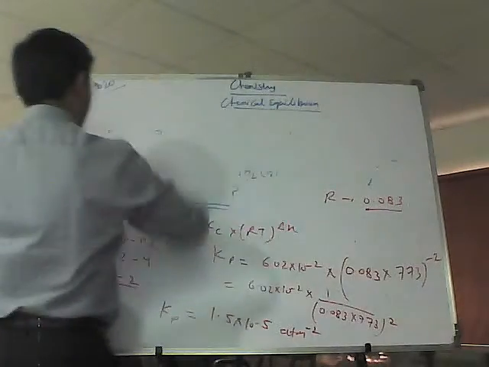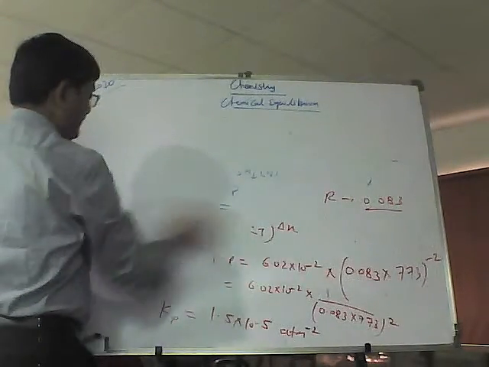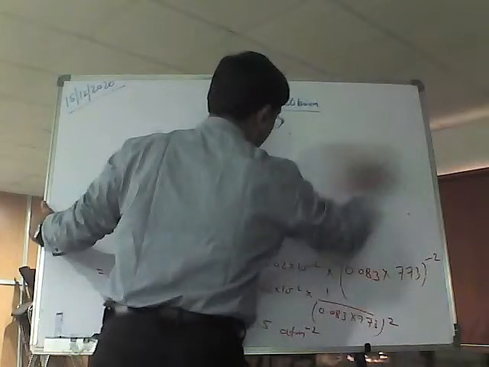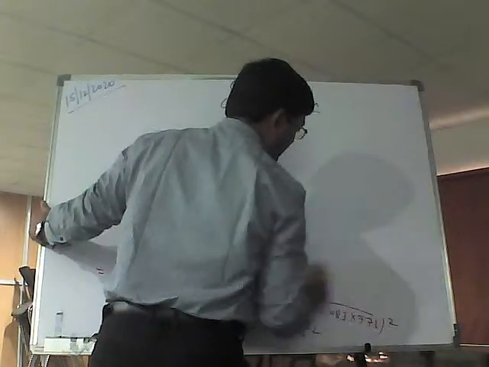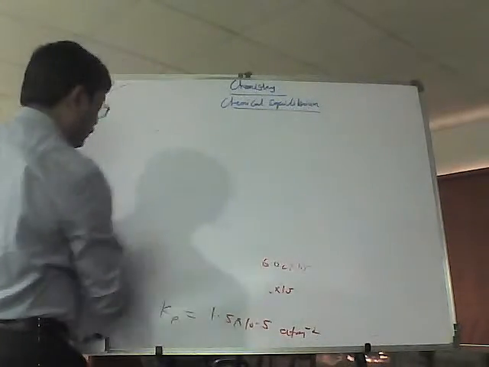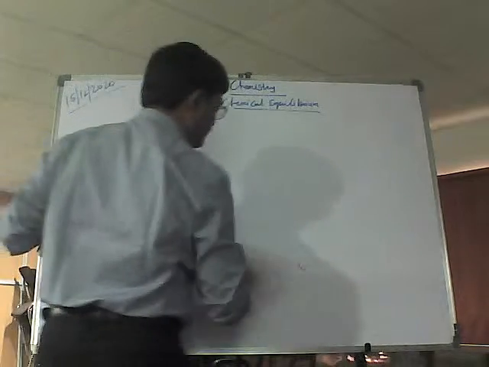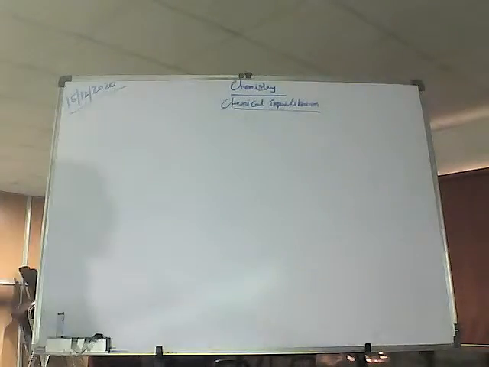Now you solve the next question. Because the first question I told you how we have to solve, how we have to put the value. R is always 0.083. Exactly the value of R is 0.0821, but you can keep the approximate 0.083.